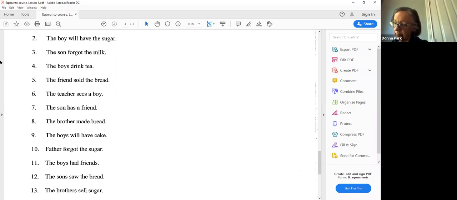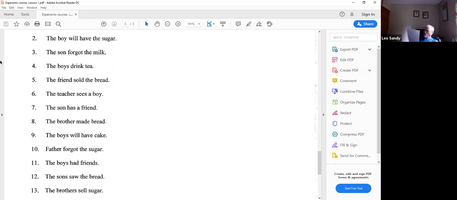La instruistoj trinkis kafon. Okay, it'd be trinkas. Trinkas, because they're doing the drinking right now, not in the past. Okay, so, la instruistoj trinkas kafon. So you need an N on the end of kafo because that's what they're drinking right now.